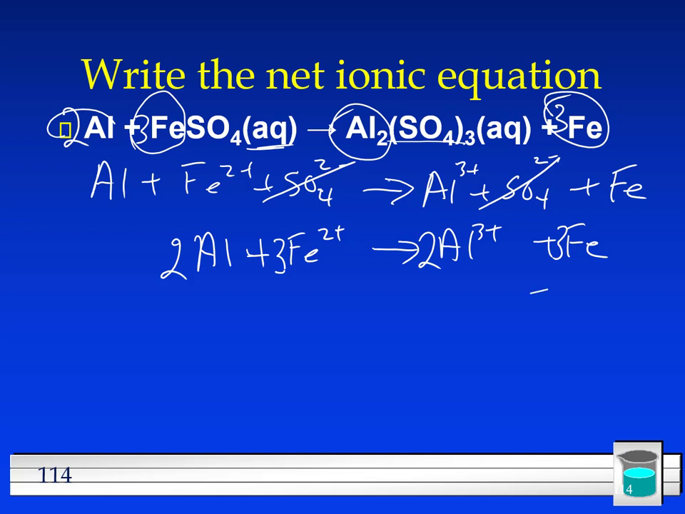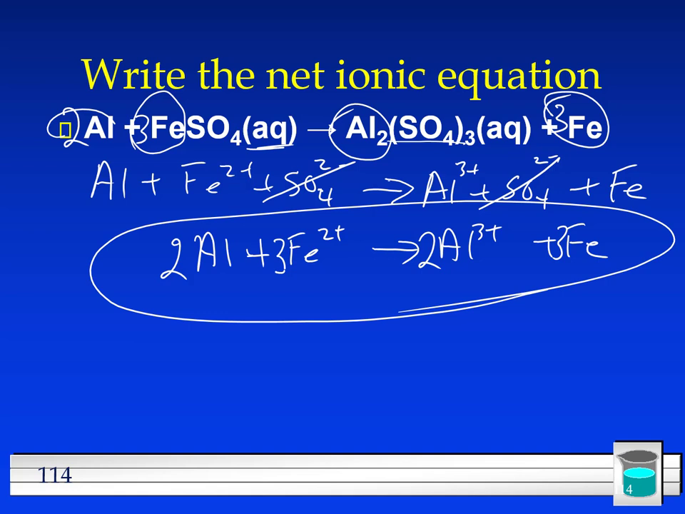Okay, so this is the final result. Eliminate the spectators, balance it according to charge. On double replacement, the charge will balance easily. On single replacement, you're going to have to watch out to make sure that if the ions don't have the same charge, you fix that. Make sense? Mm-hmm.